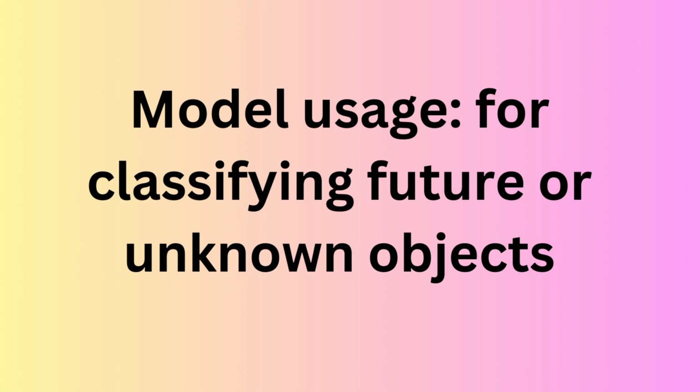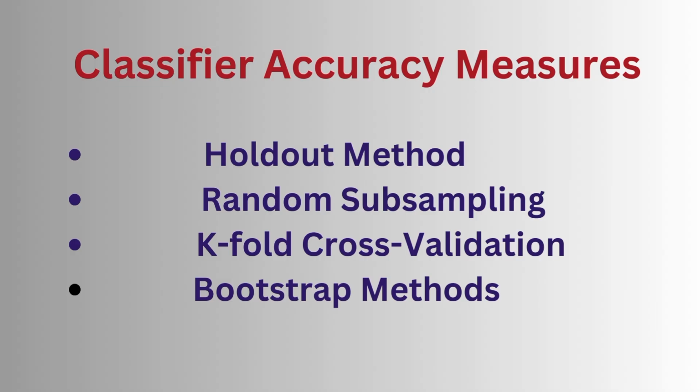These samples are randomly selected and are independent of testing samples. The accuracy of the model on a given test dataset is the percentage of test set samples that are correctly classified by the model. For each test sample, a known class label is compared with the learned model's class prediction for that sample. If the accuracy of the model is considered acceptable, then the model can be used to classify future data tuples or objects for which the class label is unknown.